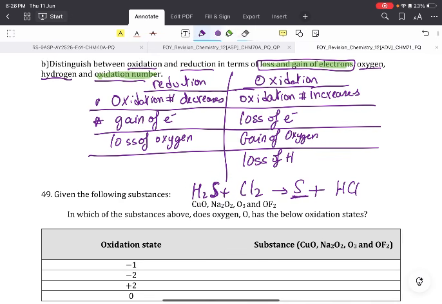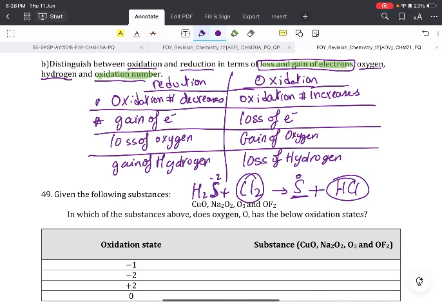If you want to look at the oxidation number, S here is -2 and here it's 0. So the oxidation number jumped from -2 to 0. So loss of hydrogen is an oxidation. Gain of hydrogen is a reduction. So here Cl2 was without hydrogen, now it's with hydrogen, gain of hydrogen.